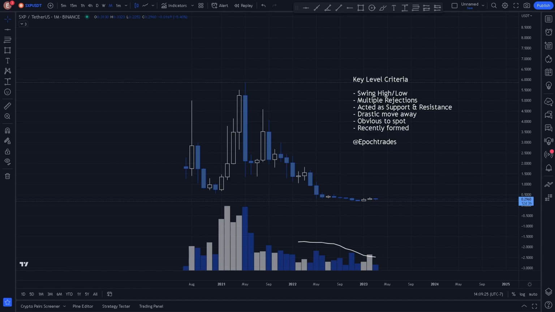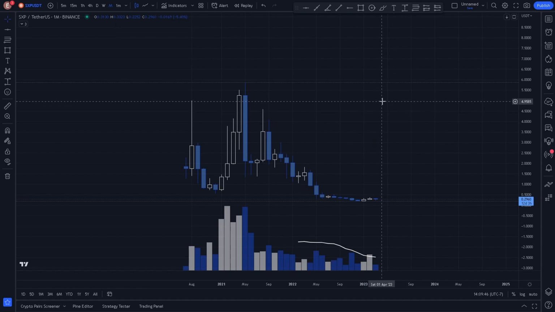Today we're going to be covering key levels on the monthly and weekly time frame for SXP. So, as always, our key level criteria: we look for swing highs and swing lows, multiple rejections acting as support and resistance, drastic moves away, obvious to spot, and recently formed. So, let's go ahead and hop right in.